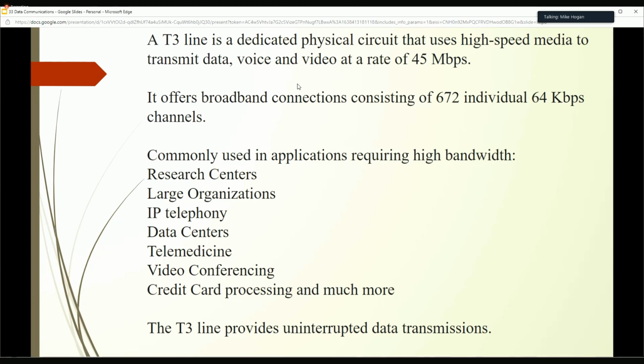You can see what it's saying here in terms of T3. Usually you're using those T3 lines. You're talking about a lot of throughput, a lot of bandwidth. It mentions research centers, IP telephony, telemedicine, data centers, video conferencing. You're talking about a lot of throughput that you need when you're paying for a T3.